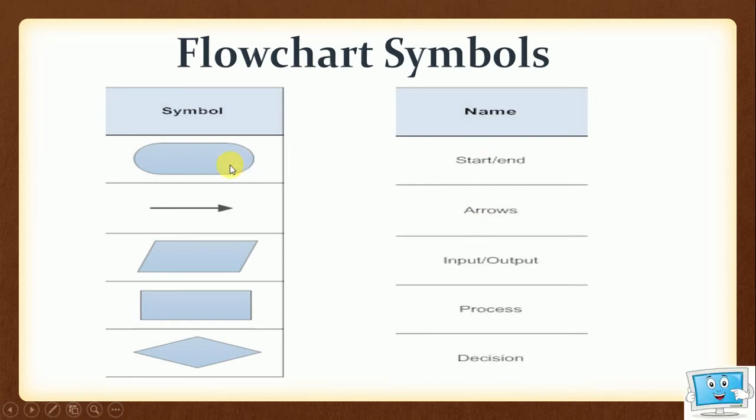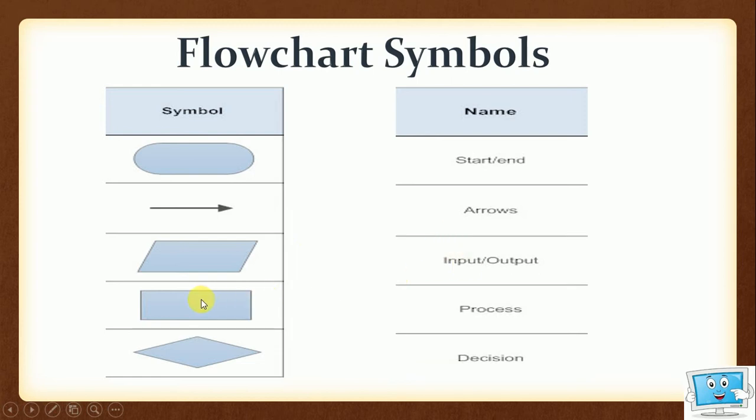The first symbol, which is in the shape of an oval, is the start stop or start end symbol. The second symbol in the form of an arrow is called an arrow. It is used to show the connection between the shapes, and the start stop symbol is used to start and stop the flowchart. This is a parallelogram. It is known as an input output symbol, which is used to take the input from the user and give the output to the user.